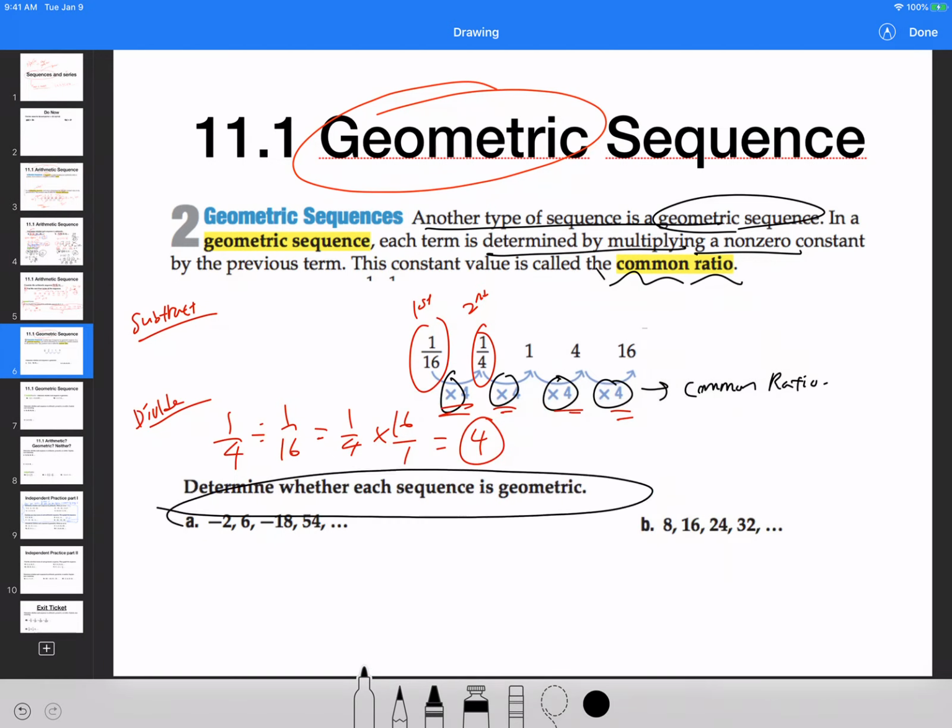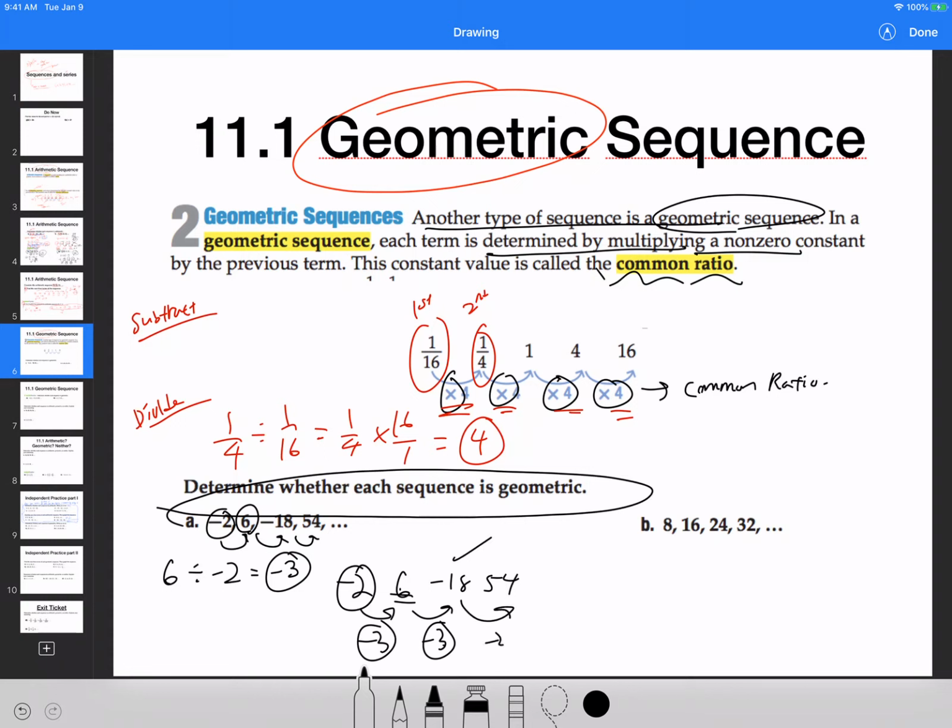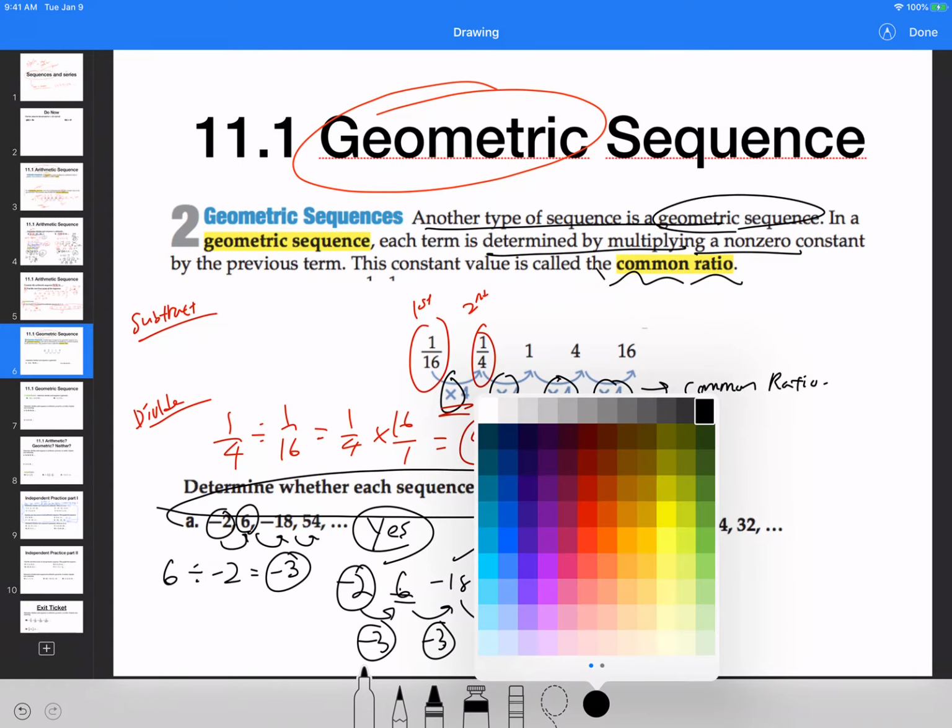Okay, so let's go over some of these problems. Determine whether each sequence is geometric or not. Like before, we take the second term, 6, and divide it by the first term, which is negative 2. 6 divided by negative 2 gives us negative 3. That means every time, can I multiply by this common ratio, negative 3, and get to the next term? Negative 2, 6, negative 18, 54. Multiply by negative 3: negative times negative gives you a positive 6, so that checks. 6 times negative 3 gives you negative 18. Again, multiply by negative 3, you get a positive 54. So yes, this is certainly a geometric sequence.